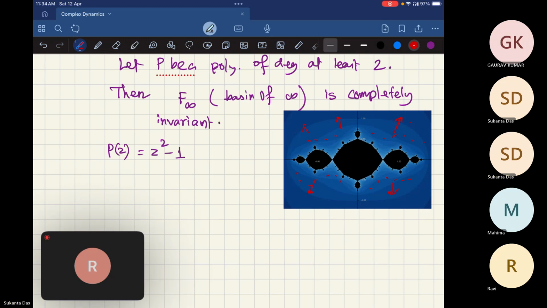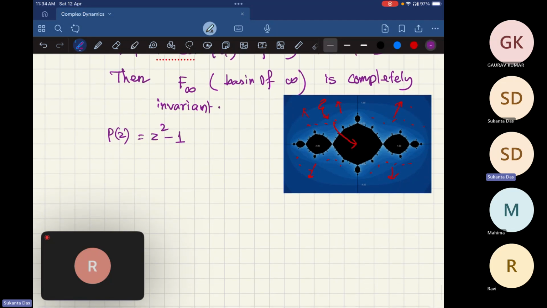And it is basically completely invariant. Means if you take any point from here, if you take the forward image or backward image, the point lies here only. It will not go inside this black region. And one more thing, that this is one.